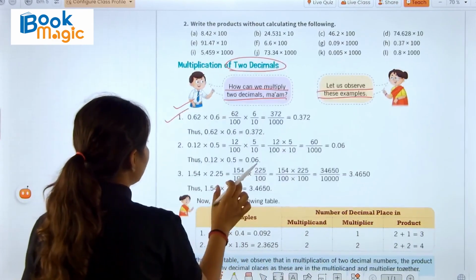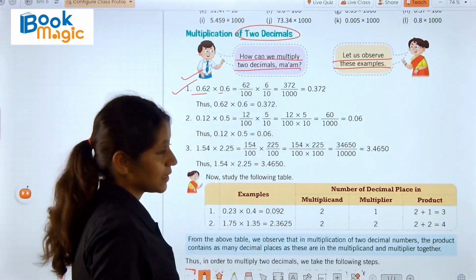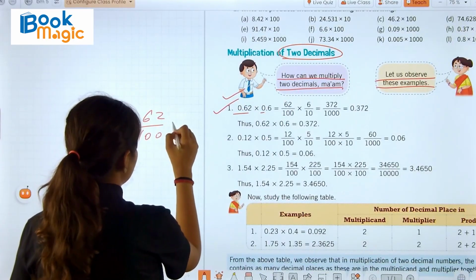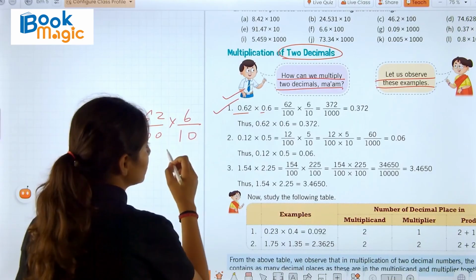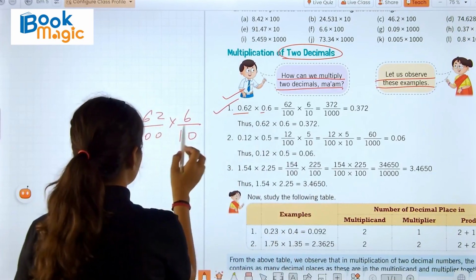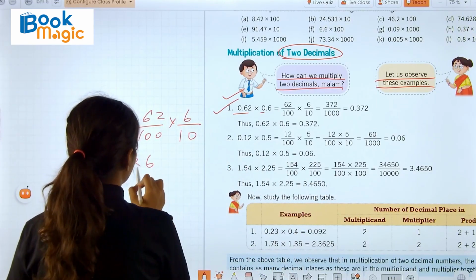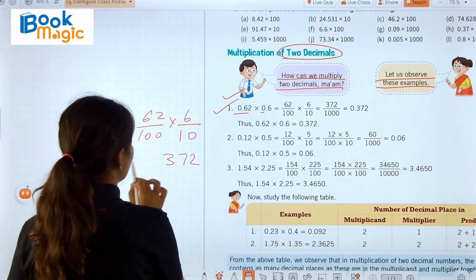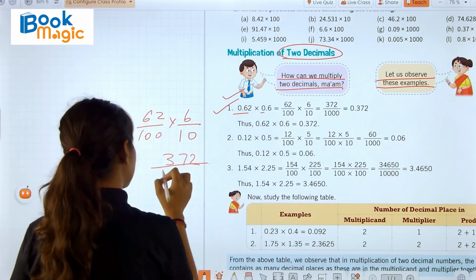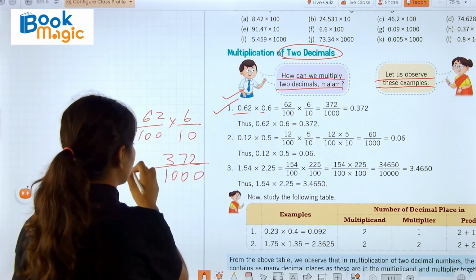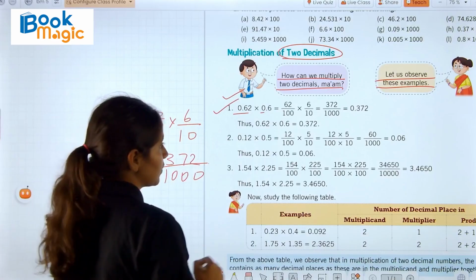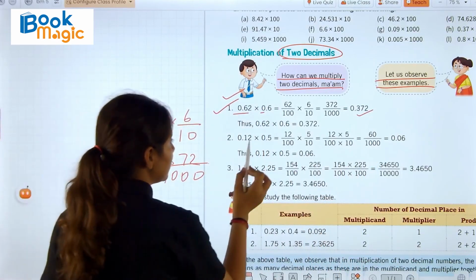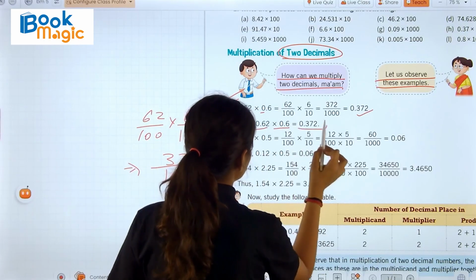First example is 0.62 into 0.6. That means 62 by 100 into 6 by 10. We know how to multiply: 62 into 6 is 372, and 100 into 10 is 1000. So it is 372 by 1000, that means 0.372. Thus, 0.62 into 0.6 is 0.372.